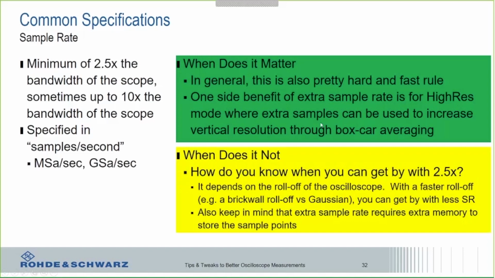So when does it not matter? As I mentioned, how do you know when you can get by with it? It really depends on the roll-off. And again, you can probably trust the manufacturer is going to take good care of you here. And then the last point is, keep in mind those extra sample points, they do have to go somewhere. So oftentimes it'll require extra memory for the higher sample rates to make sure that you can capture an equivalent window of time to a slower sample rate.